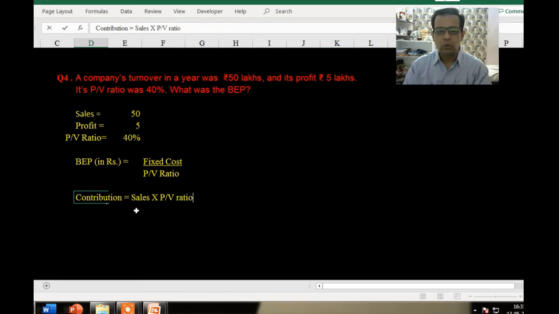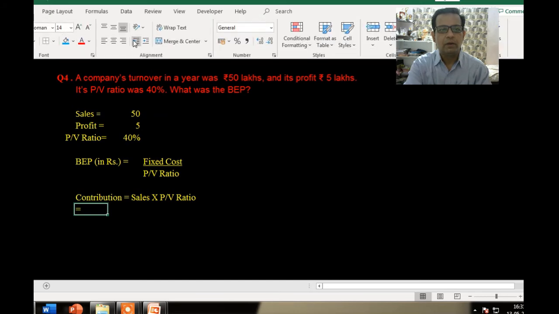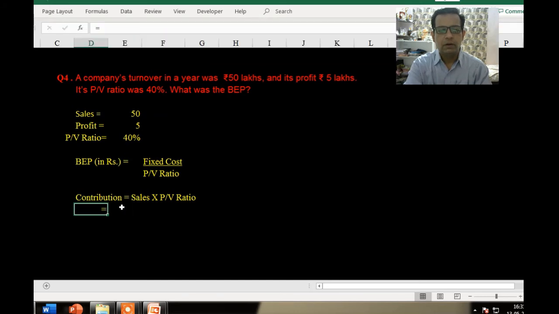So what's the sales that we have? 50. And the PV ratio that we have is 40%. Which naturally means that our contribution is going to be 20 lakhs, or 20. We have already got our contribution.